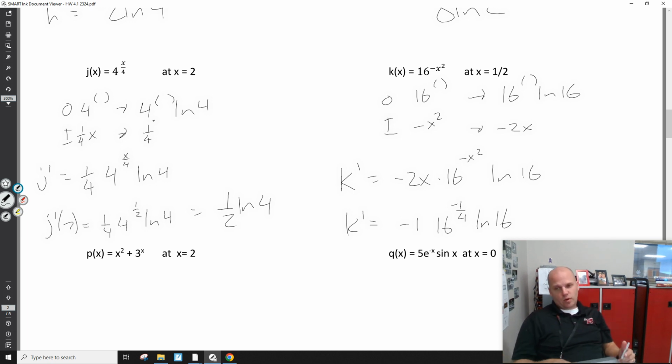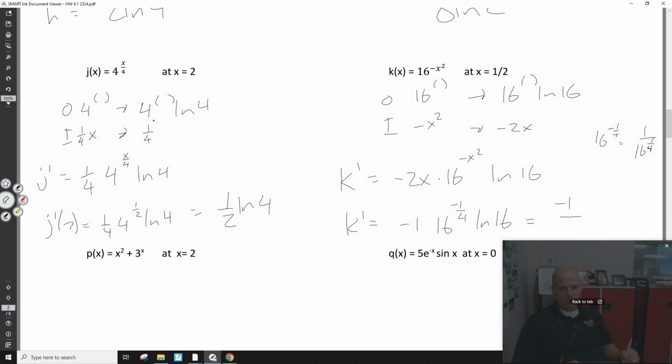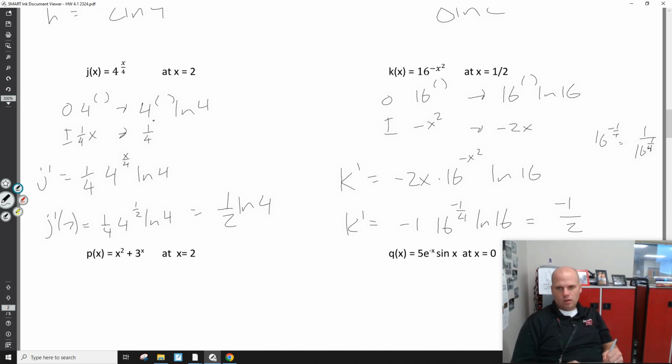16 to the negative 1/4 is the same as 1 over 16 to the positive 1/4. I could take the 4th root of 16: 2, 4, 8, 16, and I get 2. So I did this on purpose so that we ended up with a 1/2. This is 1/2 times negative 1, which is negative 1/2 log 16.